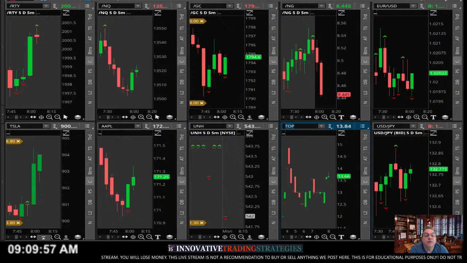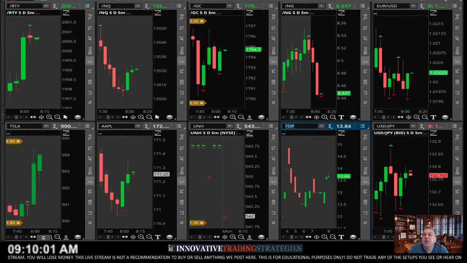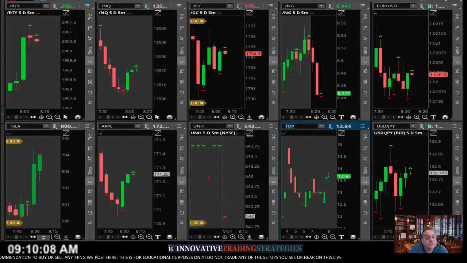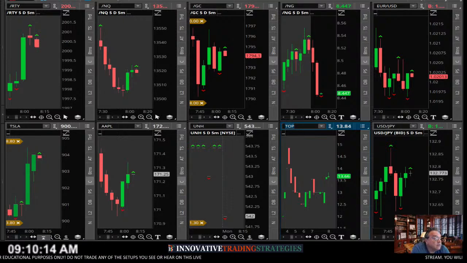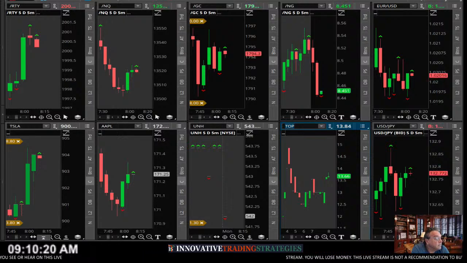Looks like we may be getting a reversal on the yen, so I'm going to go ahead and get out of the yen right here. It's going to be a loss on that short yen at 132.77. Still short gold, looking for target on gold. Gold target is going to bring me down to 1788. Tesla looking for a run up to 908.80.